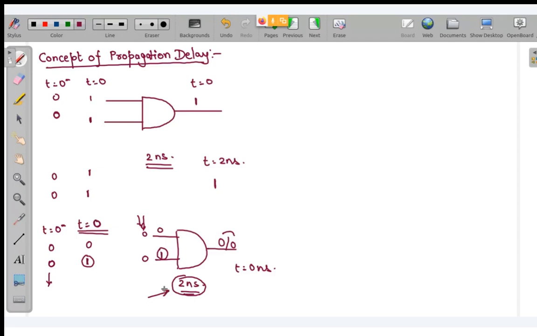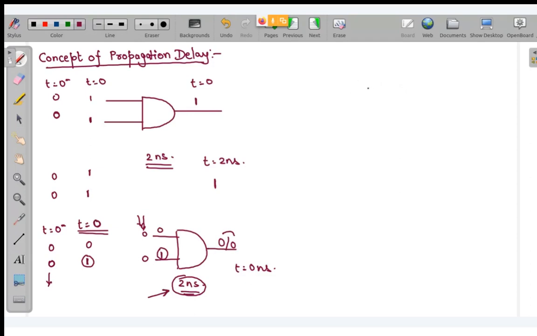Any doubt? Yes sir, but we are changing our bits, right? The output is 0, but there should be a propagation delay because we are changing the bits. But you tell me, if we are changing the bit, is your output making a transition? No. Propagation delay is the time taken by a gate or a circuit, a sequential or combinational circuit, to stabilize the output. As your output is not making any transition, there is no concept of propagation delay. Is this clear?